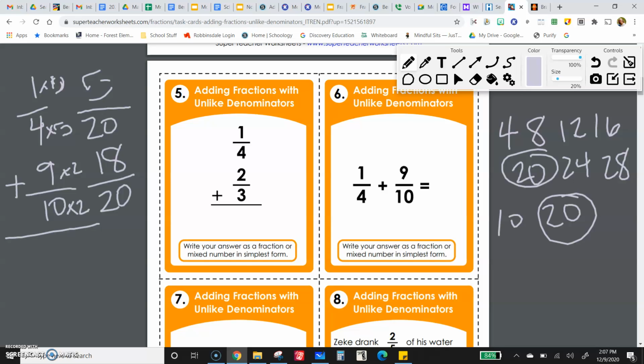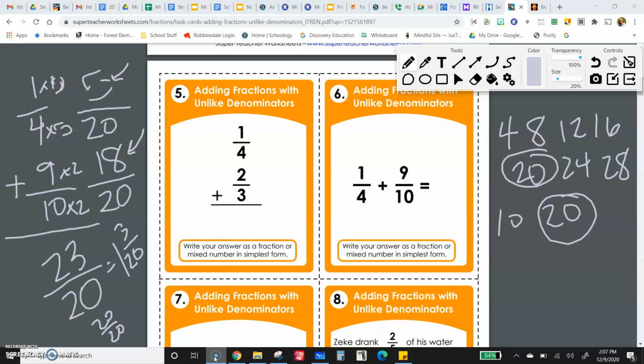So now I can add those together. Add my numerators. 5 plus 18 is 23. My denominator stays the same. So now I need to rewrite this as a mixed number because it is an improper fraction. Well, I know 20/20 is 1 whole, and then I just have 3 more 20ths, so my answer is 1 and 3/20.